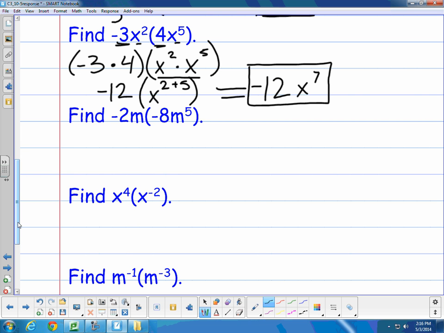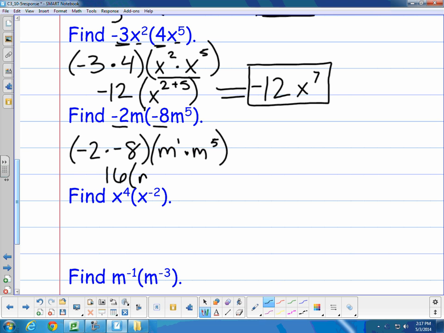So, just like the other example, which I'll use as a guide, I'll use my book as a guide, I'm going to take my coefficients of -2 and -8, and I'm going to multiply those together. I'm also going to multiply this by my m to the first power, because there's nothing there, it's to the first, times m to the fifth. I'm going to simplify these down a little bit by doing my multiplication of -2 times -8. A negative times a negative I know is a positive 16. And this is times m, adding my exponents of the first and the fifth.